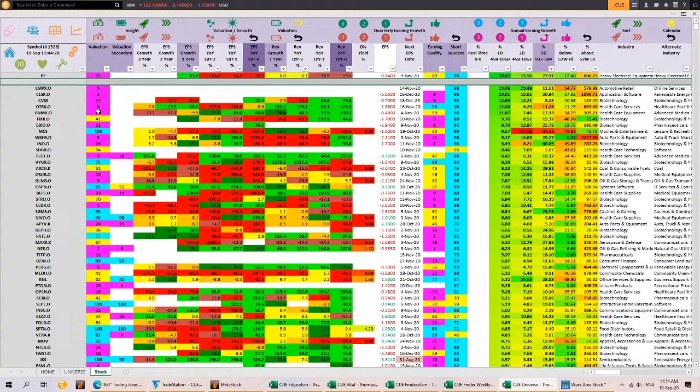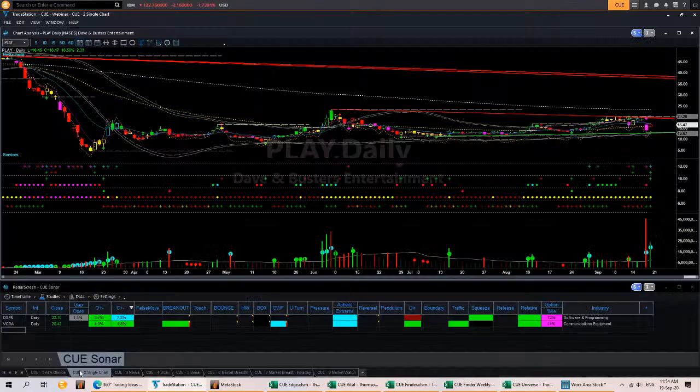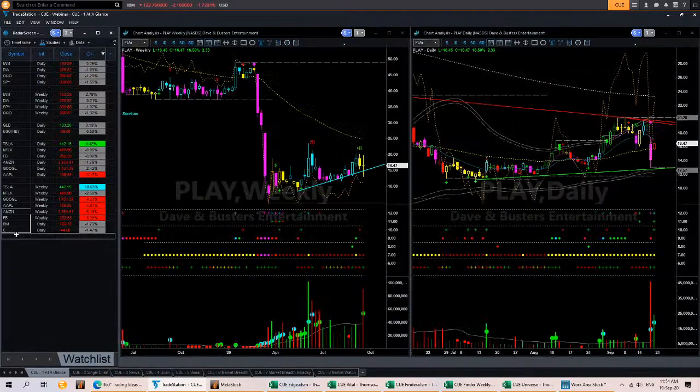Now let's look at this and this stock, these two stocks. They are overvalued, but both have good earnings growth. Let me use TradeStation. Go back to At a Glance.